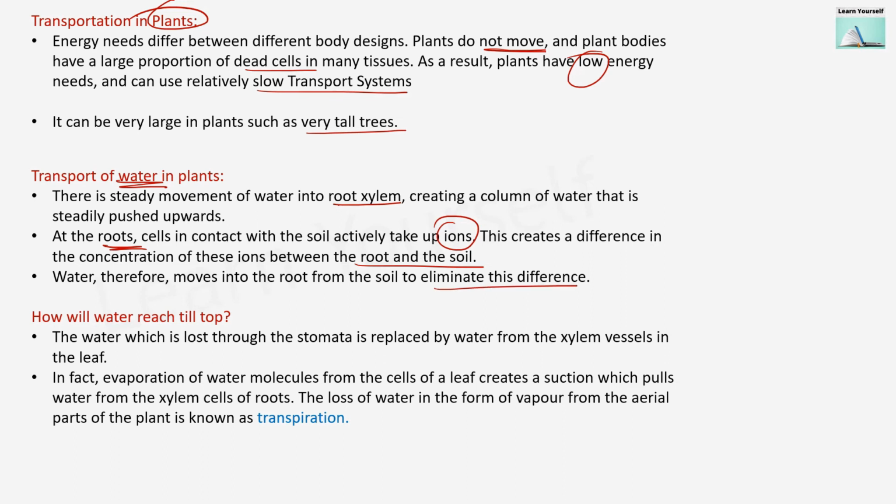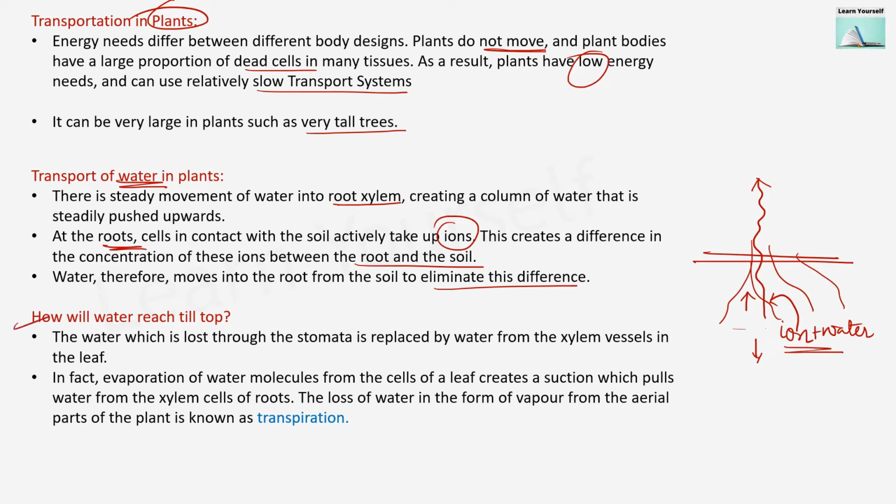Earlier we have seen this concept that because of the ion difference, when the roots are in the soil underground, the ion concentration is more there. Once the root takes up these ions along with the water, the ion concentration in the roots will be more and in the soil it will be less. So this difference of ion concentration will help water to go up into the roots and till the stem.